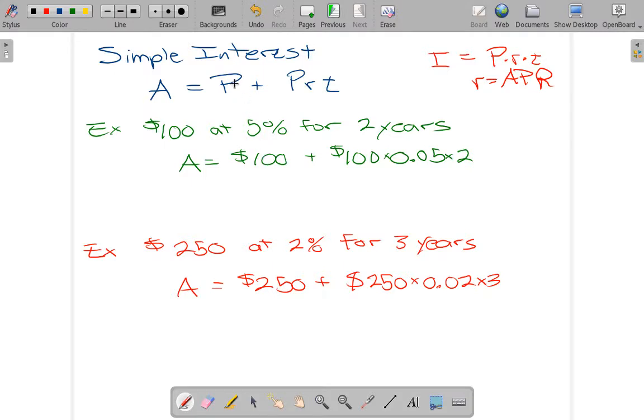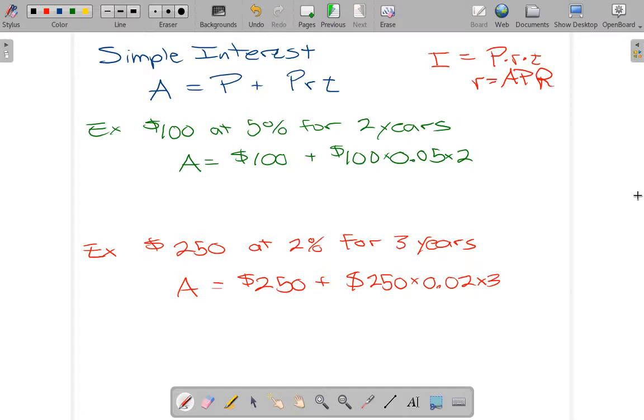So then I'm plugging into my formula, right? My P, my starting value, is 100, and that's what I start with. And I'm going to get some interest. To find the interest, I take the starting value and multiply by the interest rate and the amount of time. And then I can add that back on to get a new total.